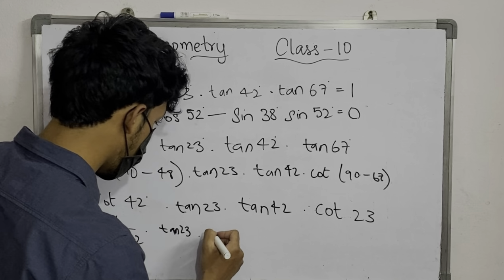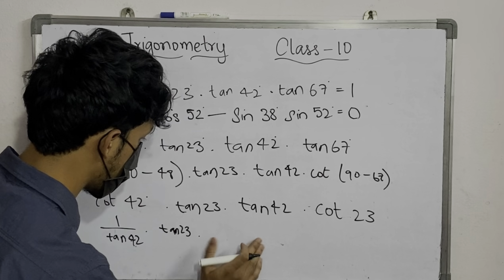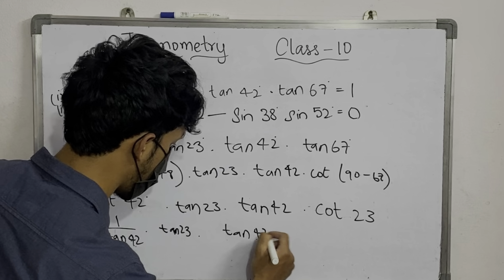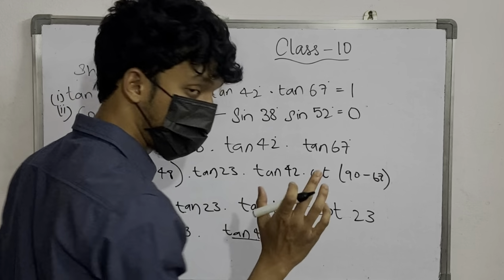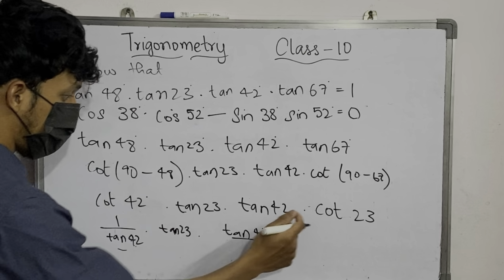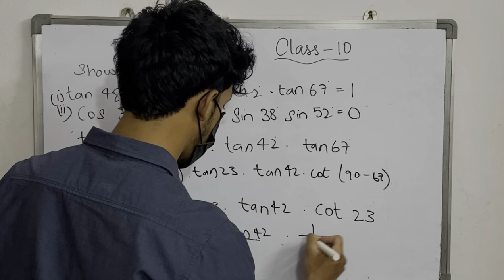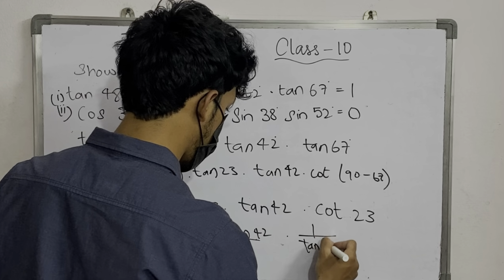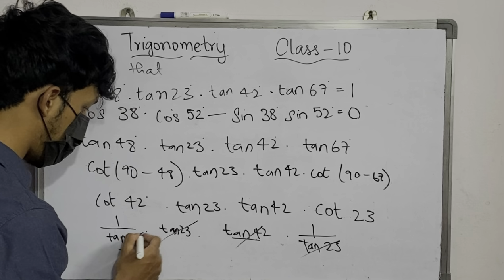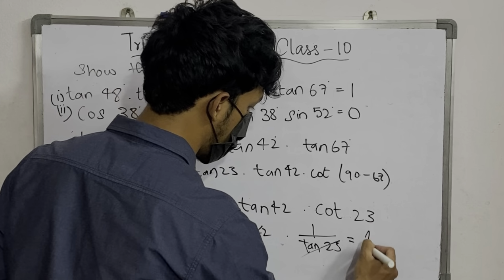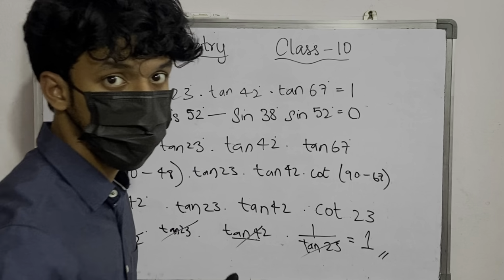and here we change this term as we have tan 42, and this term can be the same, so we can cancel it. And we need to change this term as 1 by tan 23. So this tan 23 and this tan 23 get cancelled, this tan 42 and this tan 42 get cancelled, and we get the answer as 1. So we have solved this first one, and we now move to the second one.